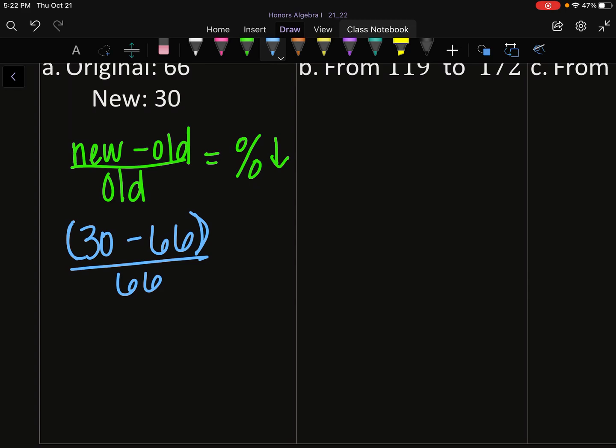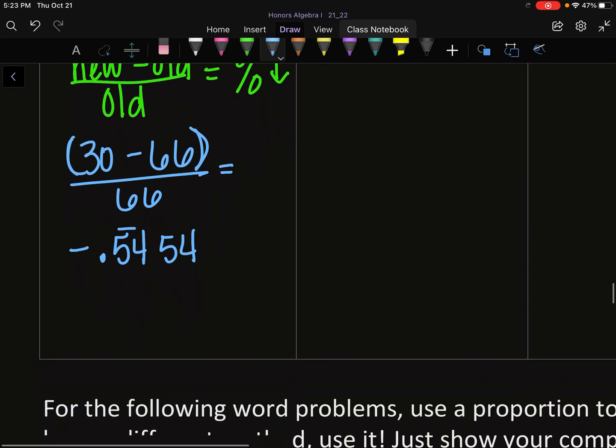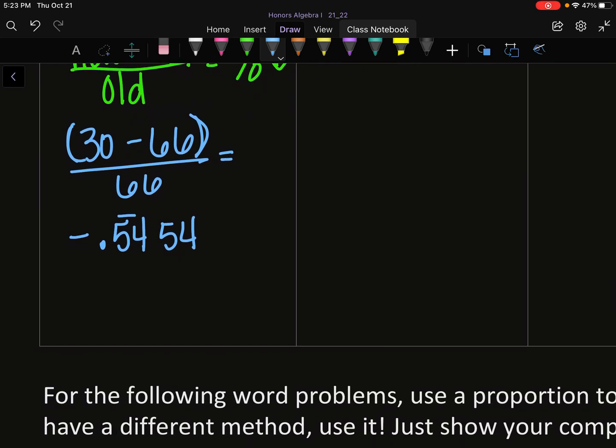And what does that equal? 30 minus 66 divided by 66. I get negative 0.5454 repeating, basically, right? So if I move the decimal 2 spots to the right, that is 54.5, and I'm going to round it: 55% decrease. So, 55% decrease. Okay?